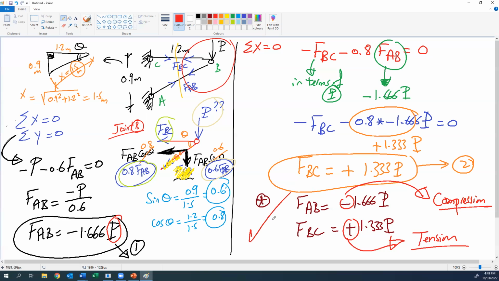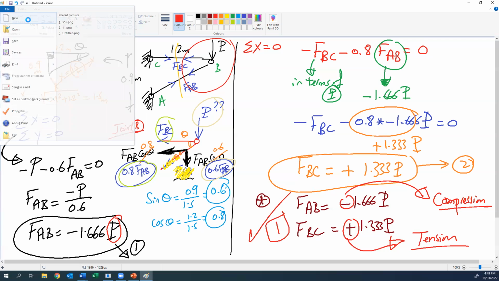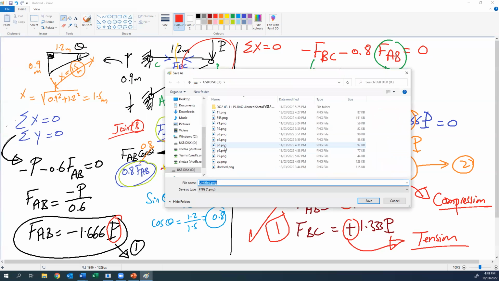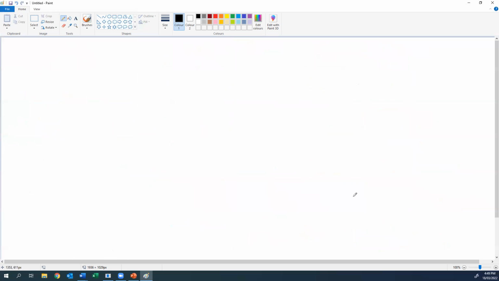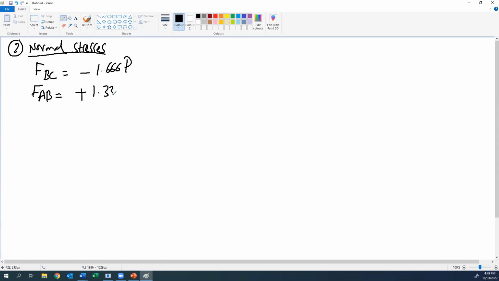So now we finish the first step, which is determining the forces in AB and BC in terms of B. Now I will go to the second step, which is the stresses. The second step is to get the normal stresses in the members. Again, the force in member BC equal to negative 1.666B. The force in member AB is positive 1.333B.